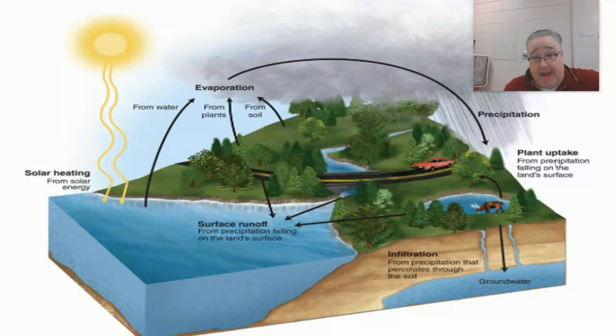Now, the third thing that can happen to it is something called infiltration. Infiltration means that it just penetrates through the soil. We call that percolation. It moves its way through the soil, and it can accumulate in big reservoirs underground. It's called groundwater.